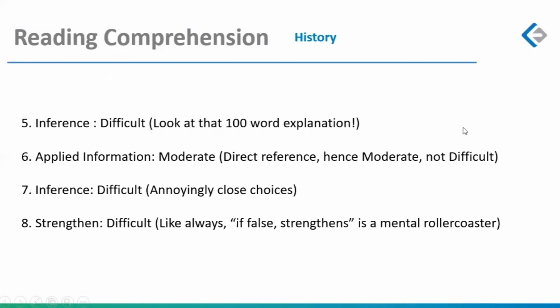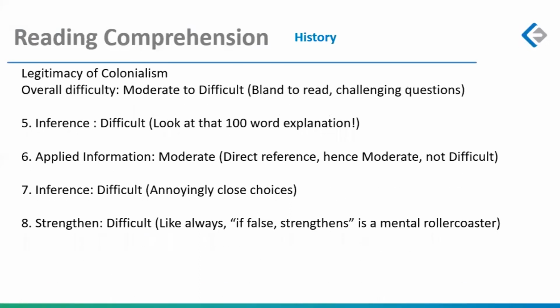Then I had my second passage on history, legitimacy of colonialism. Not weird. So many of you have read these kind of things in your school textbooks or in your regular reading. So yeah, it was just a bland passage to read, nothing exciting in that passage. Questions were challenging.